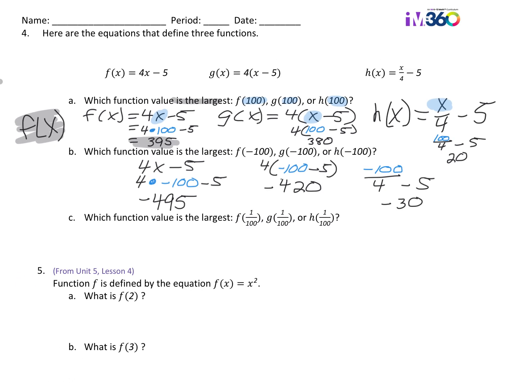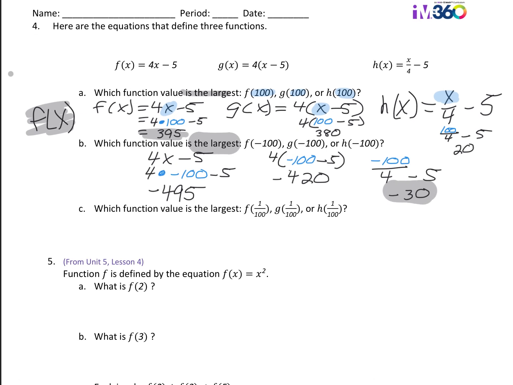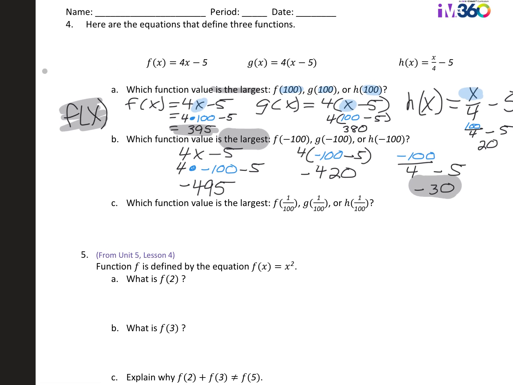So which value is the largest this time? This one is the least negative. So the one that is the largest is going to be H of x, because it's the one that's the least negative.